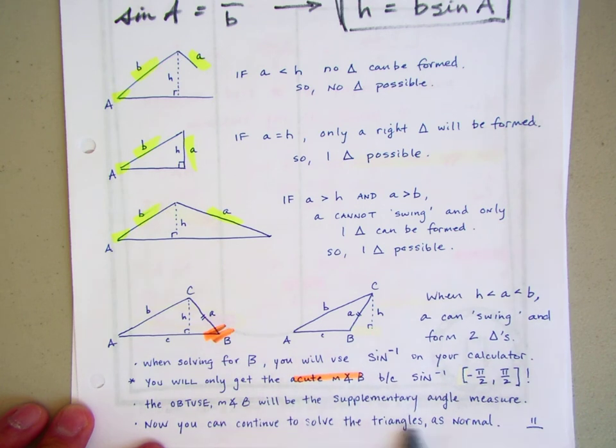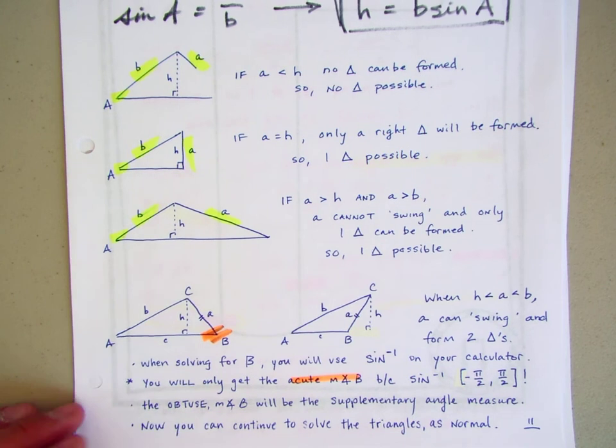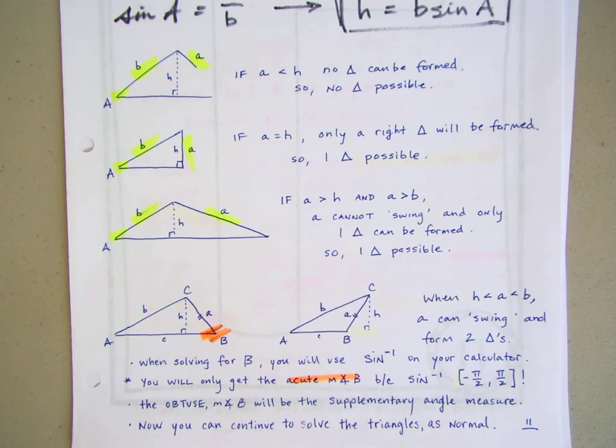Okay, so there's going to be some examples. We'll save that for the end of the lesson here. But the next thing I wanted to address is another application that stems from the law of sines, and that's how to find the area of an oblique triangle.